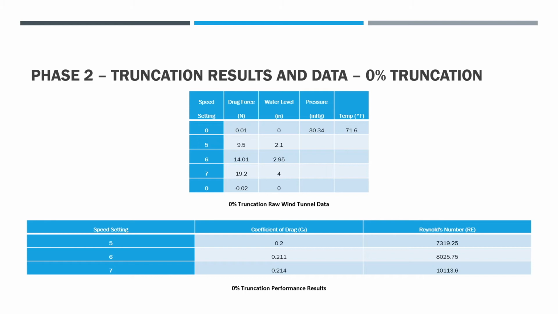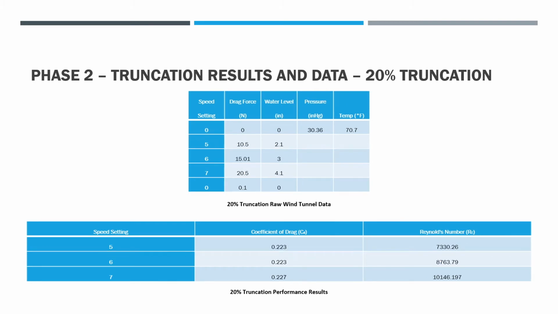Using the other data generated from the testing, I was able to calculate the coefficient of drag, and for 0% truncation, the coefficient of drag was around 0.2 for all speeds. Looking at the results for 20% truncation, at speed setting 5, there was a drag force of 10.5 newtons, at speed setting 6, there was a drag force of 15.01 newtons, and at speed setting 7, there was a drag force of 20.5 newtons. The coefficient of drag was around 0.225 for all speeds.